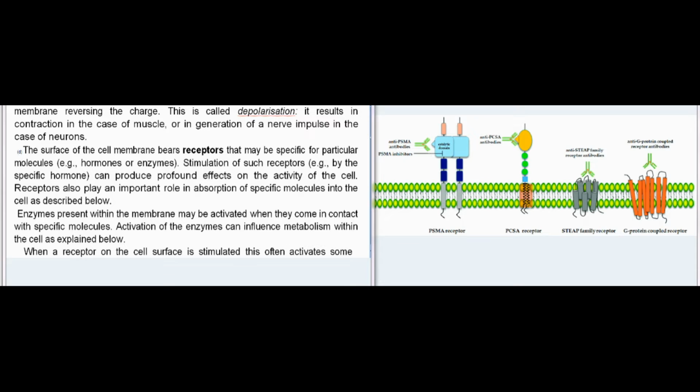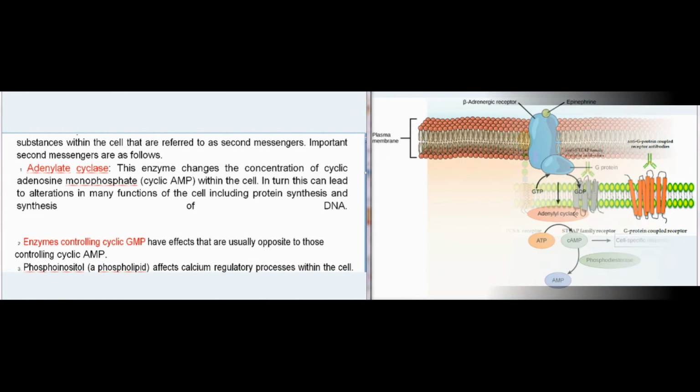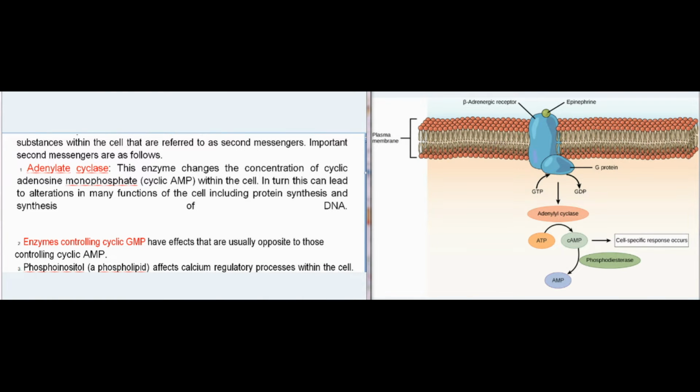When a receptor on the cell surface is stimulated, this often activates some substances within the cell that are referred to as second messengers. Important second messengers are as follows. Adenylate cyclase, this enzyme changes the concentration of cyclic adenosine monophosphate, cyclic AMP, within the cell. In turn, this can lead to alterations in many functions of the cell, including protein synthesis and synthesis of DNA. Enzymes controlling cyclic GMP have effects that are usually opposite to those controlling cyclic AMP. Phosphoinositol, a phospholipid, affects calcium regulatory processes within the cell.